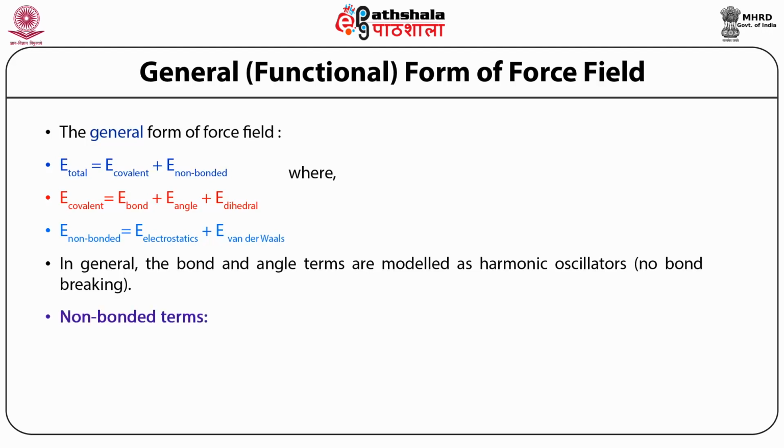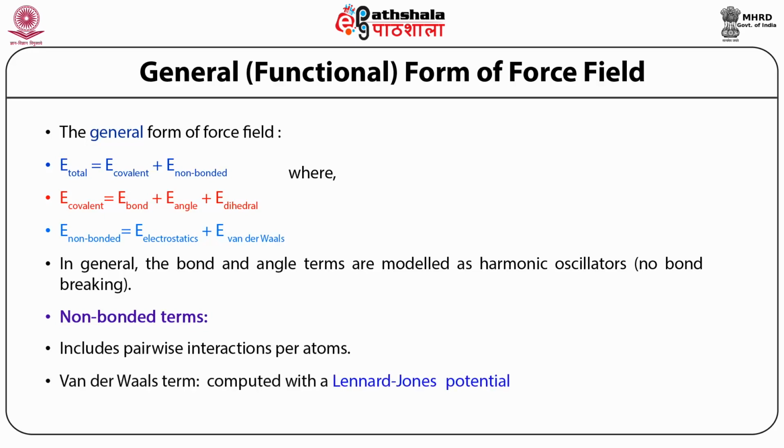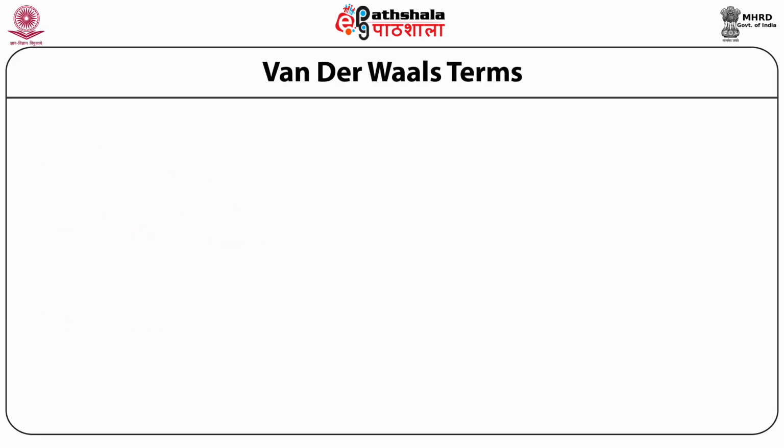Now, non-bonded terms, on the other hand, have a very different type of expression. They normally include the pairwise interaction for atoms which are not bonded to each other. Van der Waals terms are computed from the Lennard-Jones potential, and electrostatic terms are computed from Coulomb's law. Van der Waals terms here are calculated from Lennard-Jones, and these are 6-12 potentials.